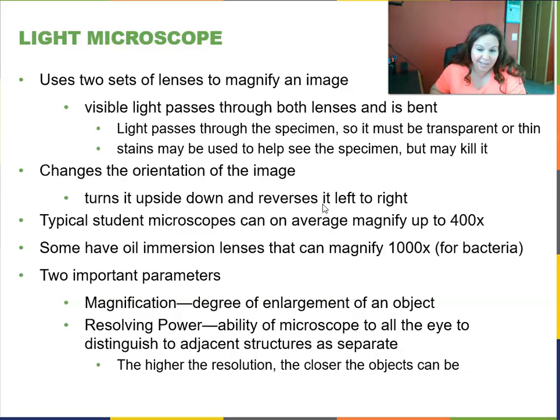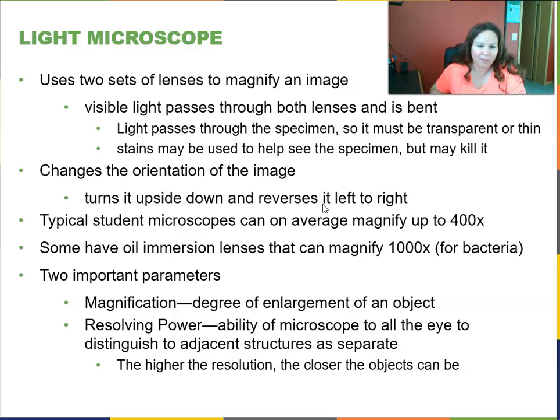We can see live things, like if we take some pond water and look at it through a light microscope, we can see living cells like algae and things and amoeba in there. But if we want to see some of the structures a little bit better, we might use a certain type of stain to do that. Unfortunately, that stain will probably kill the cells on that specimen slide.